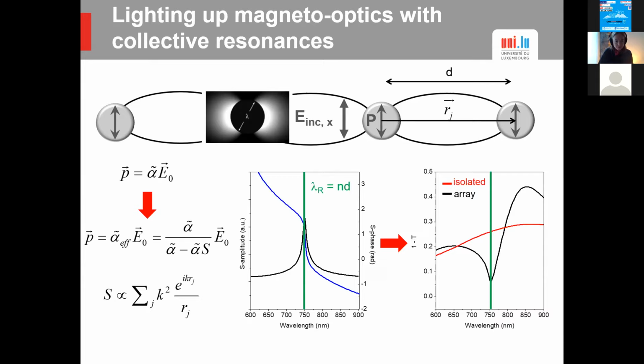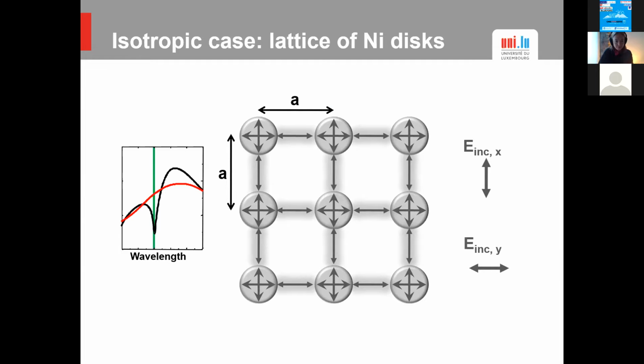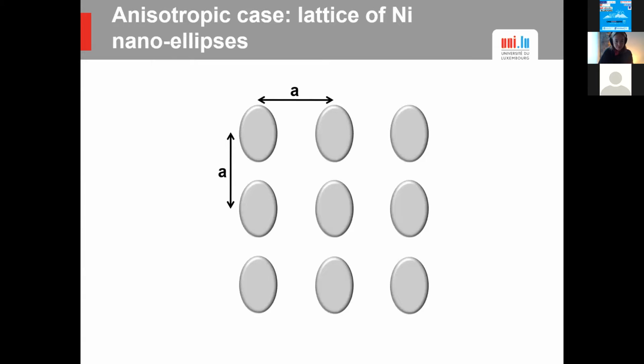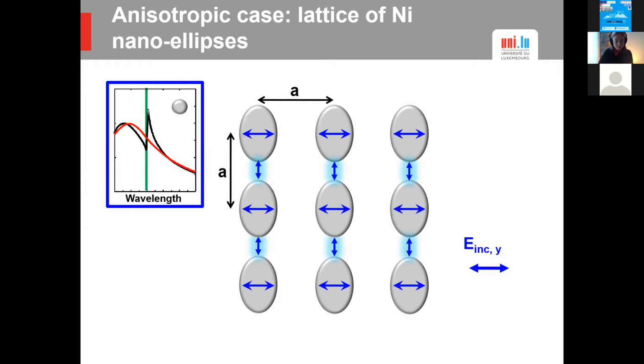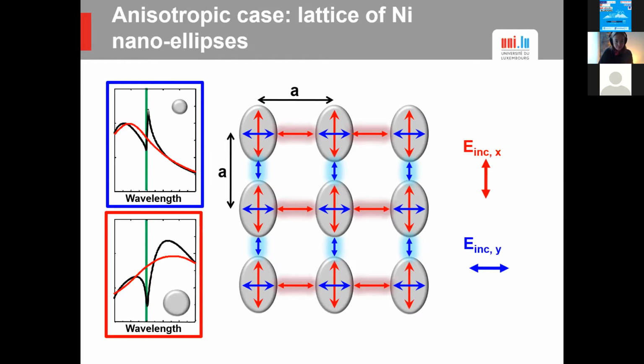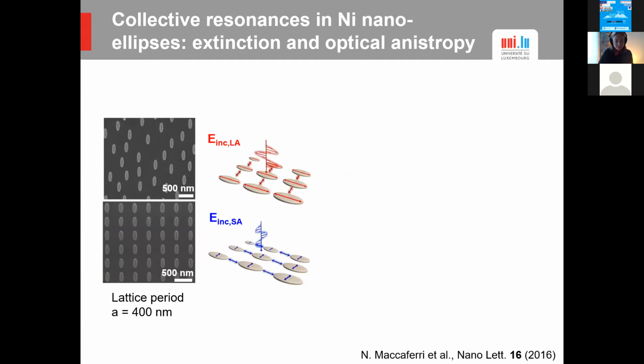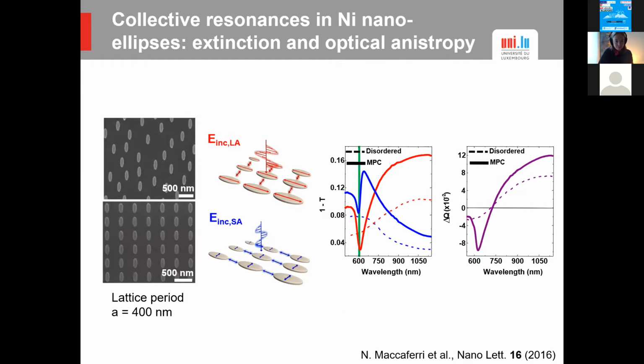We focus on a system where we change the anisotropy of the antennas. So we consider elliptical antennas, and as you can see, when you excite the short axis, you have a strong far field interaction along the transverse direction, and the same happens for the long axis. So the idea is to strengthen or strongly modify the optical response in a narrow spectral region. But then we are of course interested in the magneto-optical response. So what we did was to focus on this type of arrays.